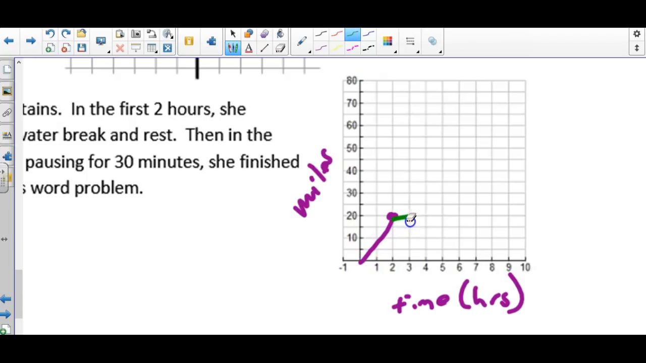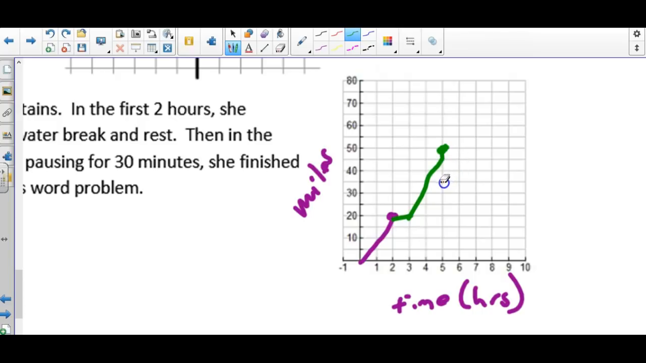Then she climbed again. She paused for an hour to take a water break. Then in the next 2 hours, she traveled another 30 miles. So 20 plus 30 miles is going to give me 50, so I go up here to 50. How long did she travel? For the next 2 hours, so from 3 to 5. So we go right here. Oh, that's not a straight line at all. Let me see if I can get this a little straighter. All right, a little better.